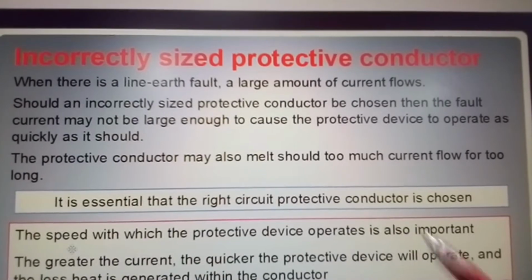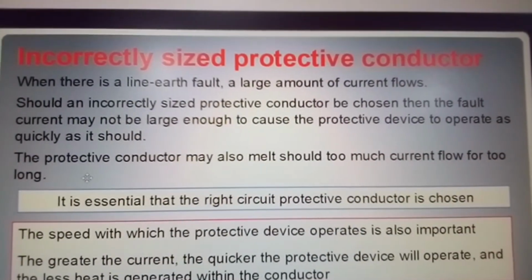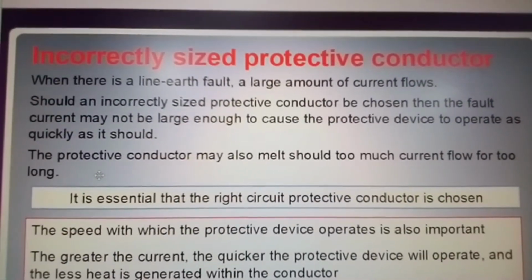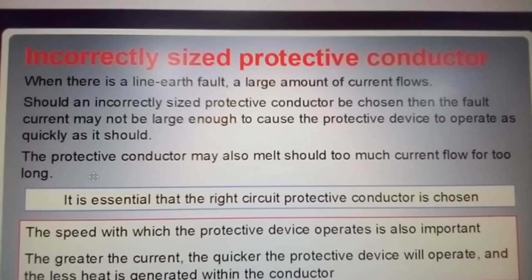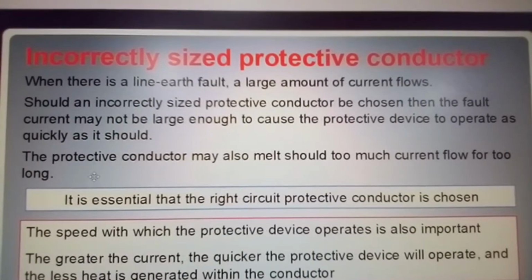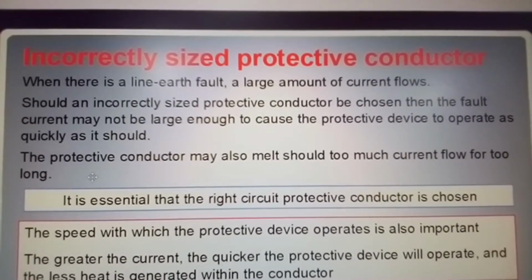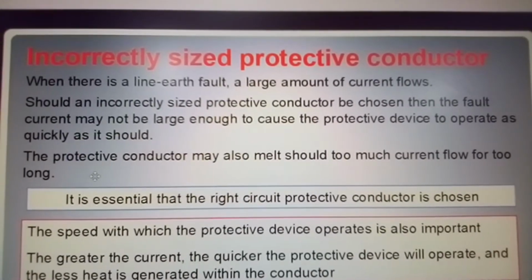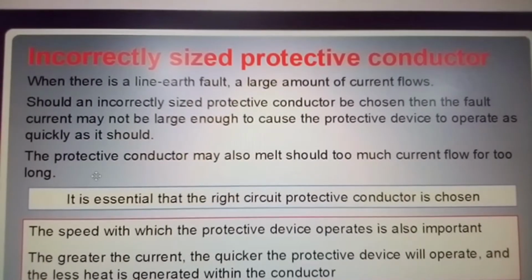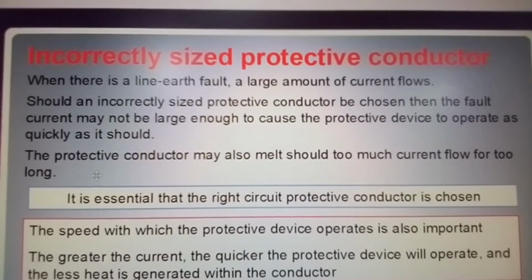And here we have looking at incorrectly sized protective conductor. Now, when there is a line earth fault, a large amount of current flows. Should an incorrectly sized protective conductor be chosen, then the fault current may not be large enough to cause the protective device to operate as quickly as it should. The protective conductor may also melt should too much current flow for too long a period of time.